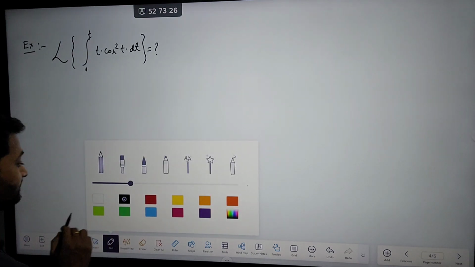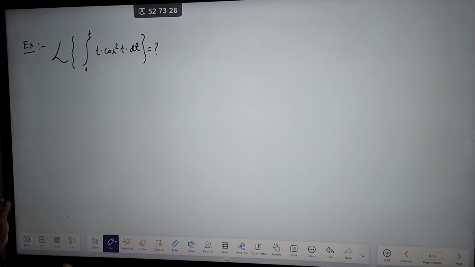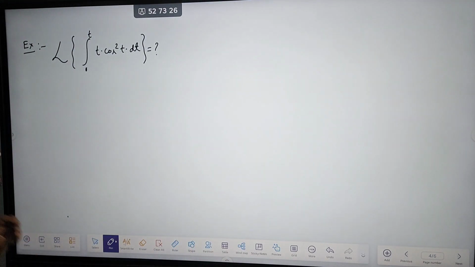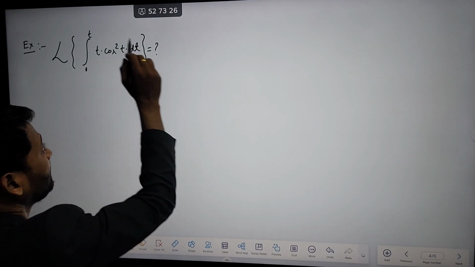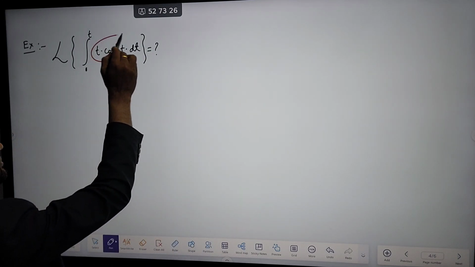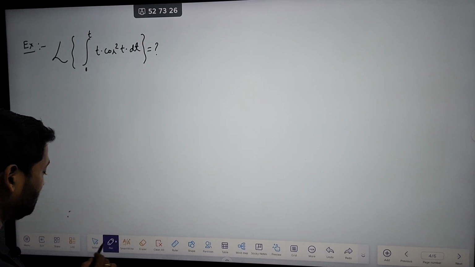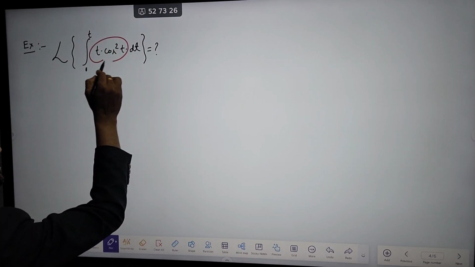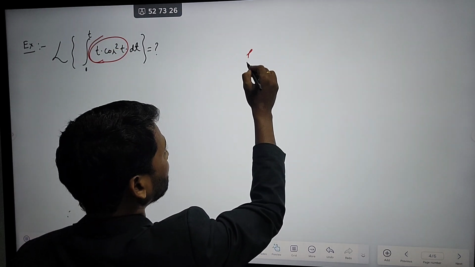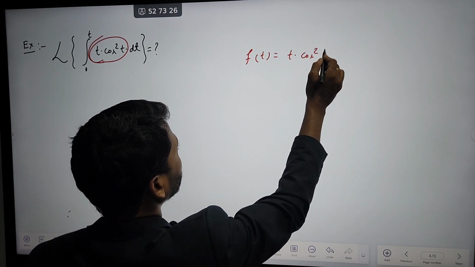Okay, next question. Laplace of t into cos square t. So here we'll apply the effect of multiplication by t theorem. So here our function f(t) is, sorry, one second. So here our function is t into cos square t. That means our function f(t) is t into cos square t.